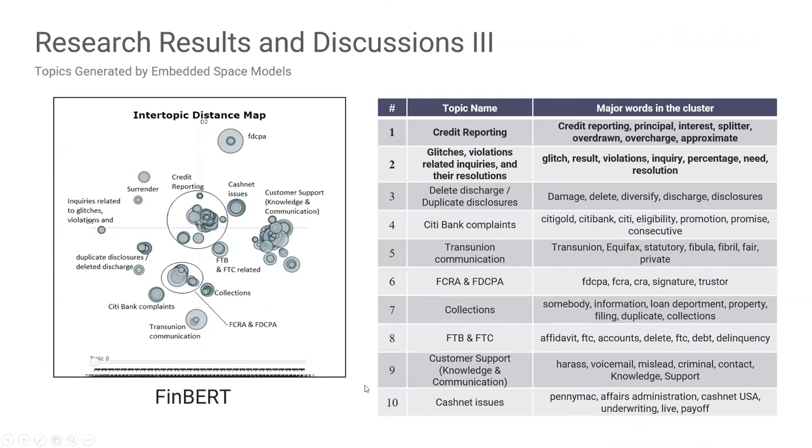So now you can see that it got some very unique topics such as FCRA, FTPA. Of course, you have FTB and FTC, right? These are some financial jargon, okay? And cash net issues, right? Delete, discharge, duplicate disclosures, right? Something like glitches, violations, and all these things.